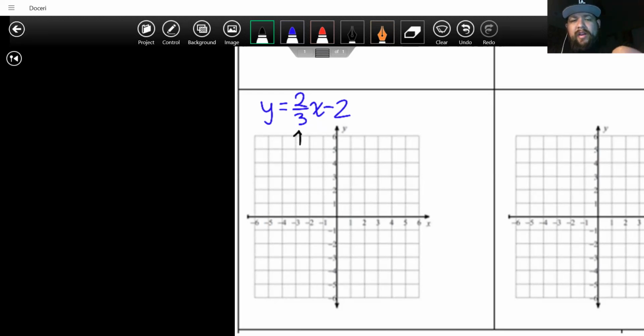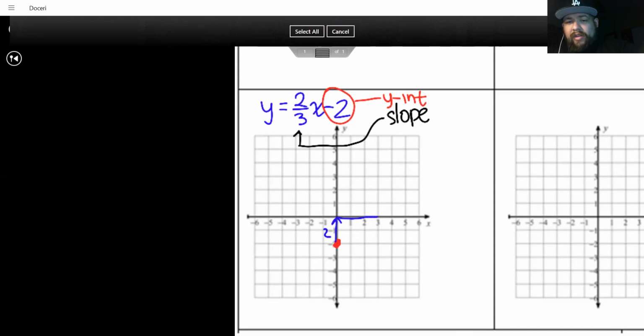The first thing we want to do is identify 2 different things. We know that to be our slope. The slope is our rise over our run. And the second term, or this -2 term, will be our y-intercept. So I want to make sure that we're graphing our y-intercept correctly. First thing you want to do, as you guys remember, is go down to -2, where it crosses our y-axis. And then the next thing we're going to do is apply our slope, which will be up 2, over 3. So we're going to end up with a point there.